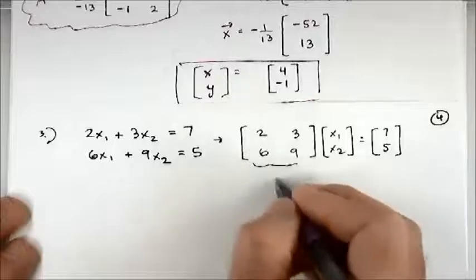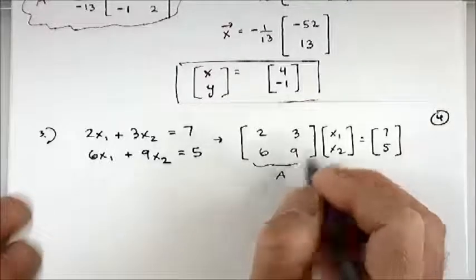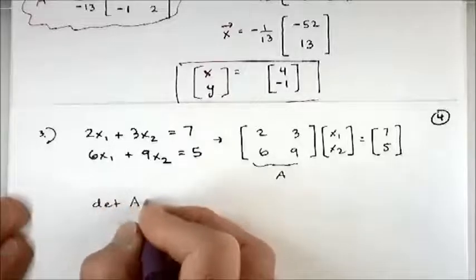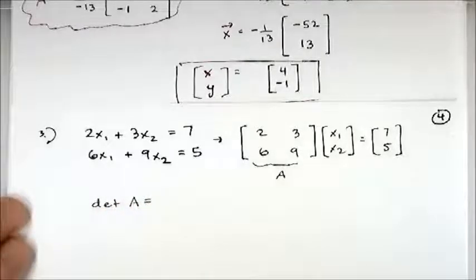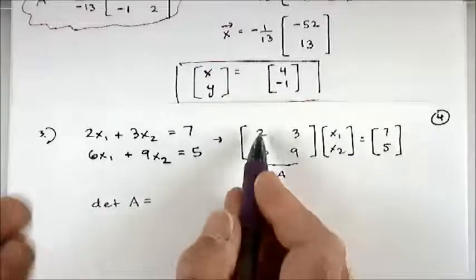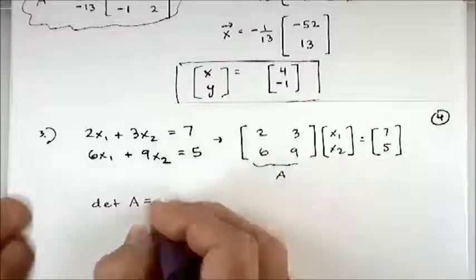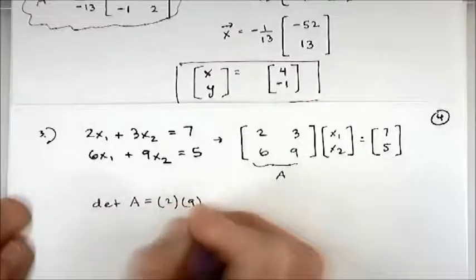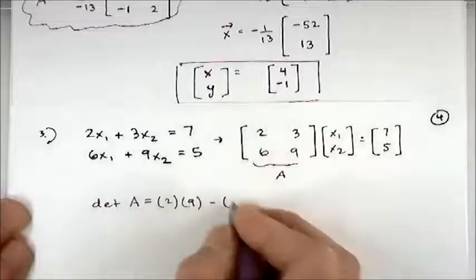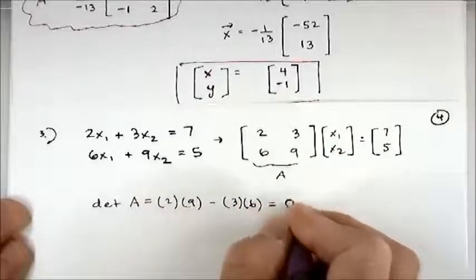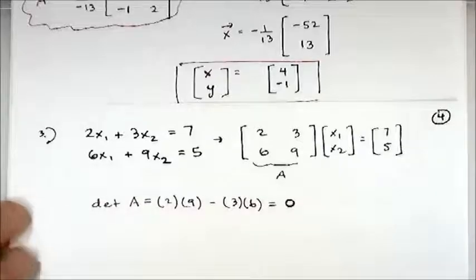And that's my matrix A here. So we know we're going to need the inverse. So first step in finding the inverse would be finding the determinant of A. And look what happens here. My determinant is 2 times 9, which is 18, minus 3 times 6, which is also 18. So I get a determinant of 0.